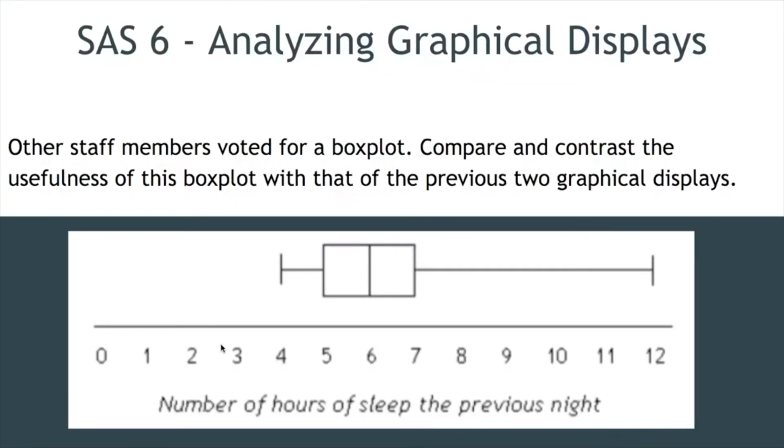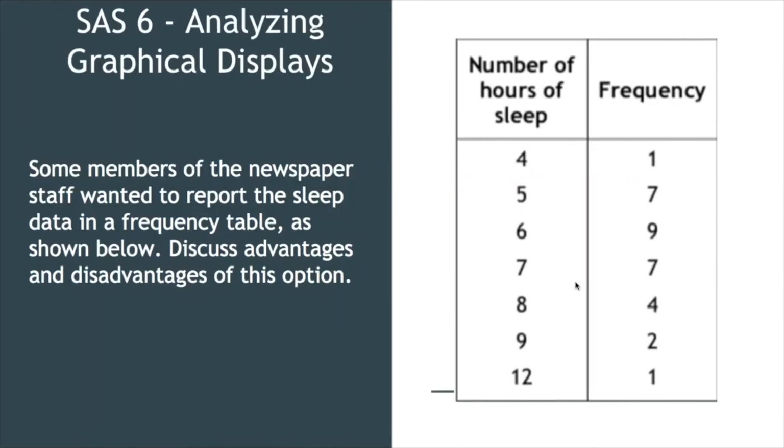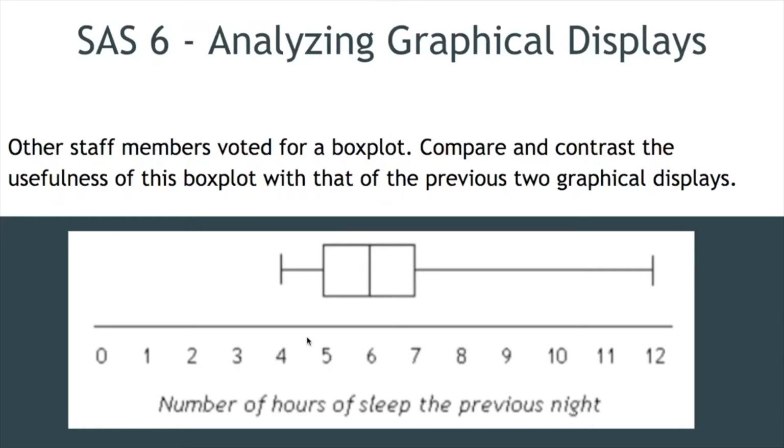Other staff members voted for a box plot, which we've already discussed. Compare and contrast the usefulness of this box plot. Now, we said the disadvantage of this is it doesn't show the half values, and it may not look as accurate as this particular frequency table. And the box plot adequately describes, without a shadow of a doubt, what the 5-number summary is and where all the values are centered around, between 5 and 7, okay?